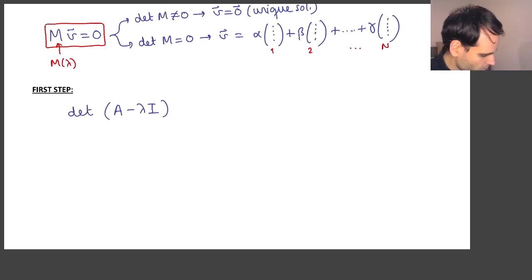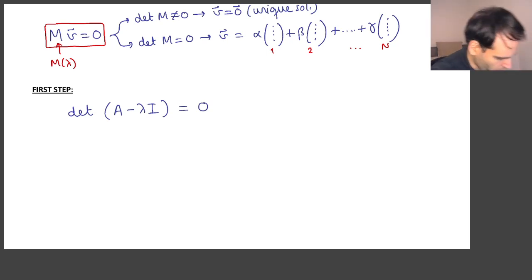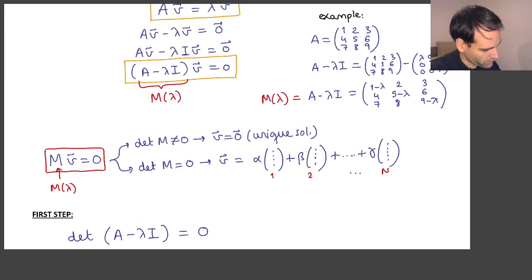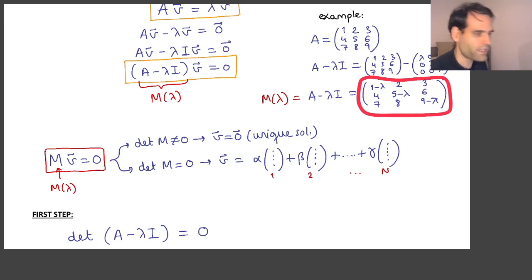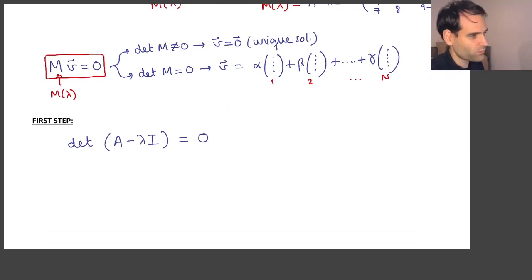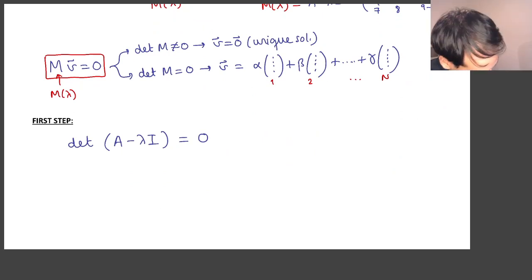And you force this determinant to be equal to 0, okay? So when you calculate the determinant of this matrix, for example, imagine we are calculating the determinant of this. So obviously this determinant will include lambda in it, right? In fact, it will be a polynomial that includes lambda, okay? So this polynomial will be a function that we call the characteristic polynomial.